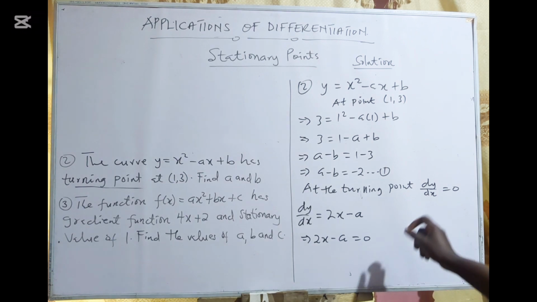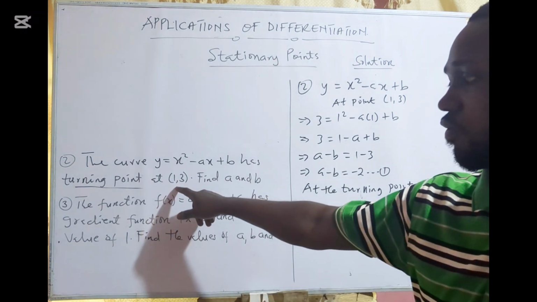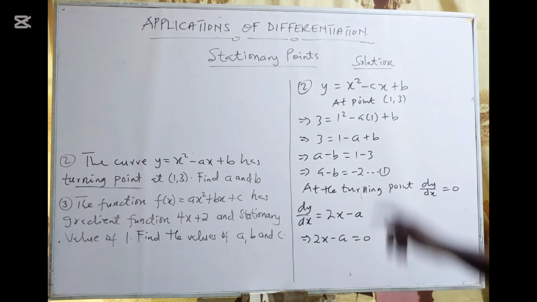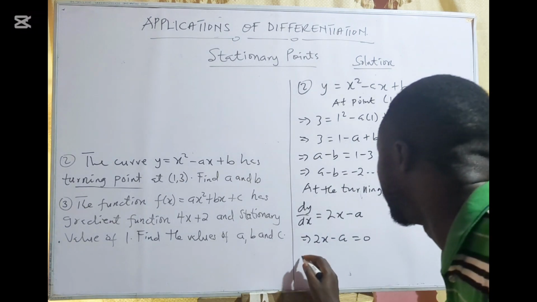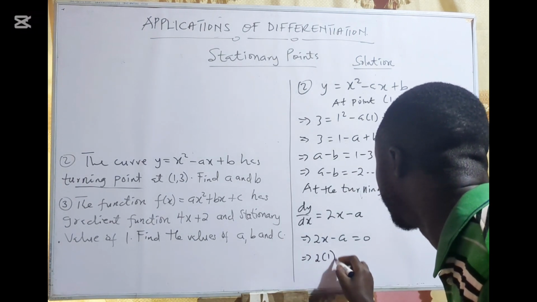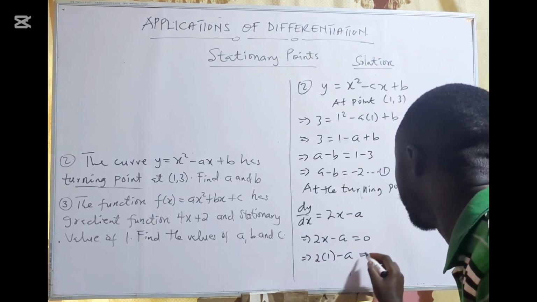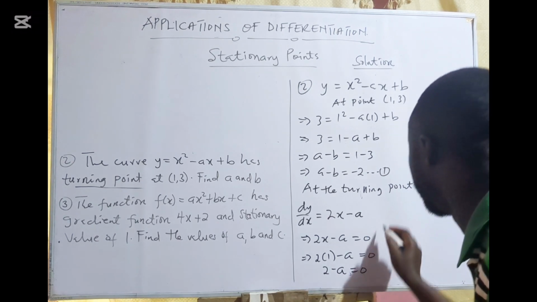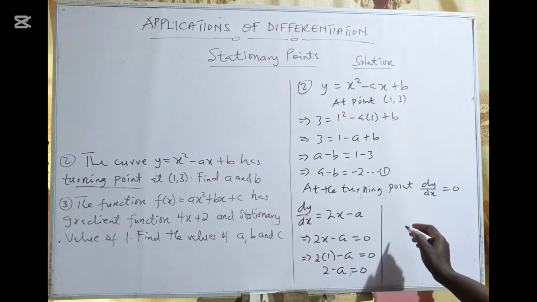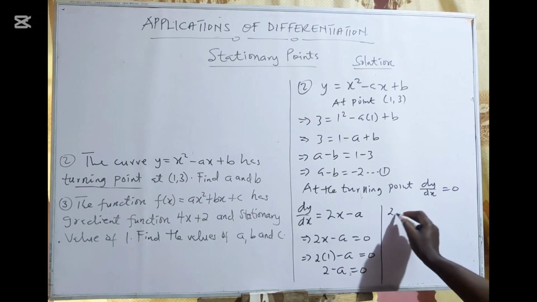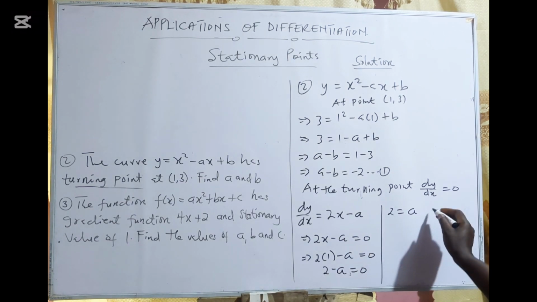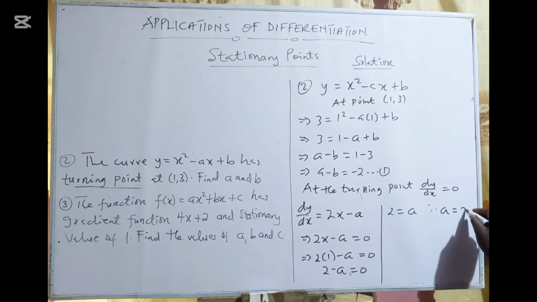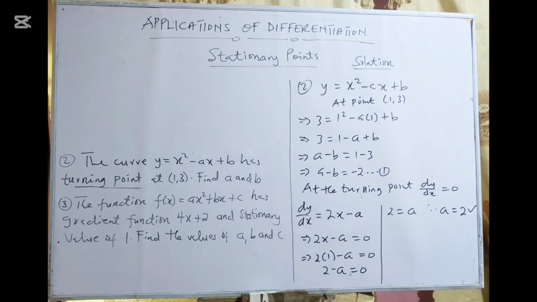But at the turning point, what is the value of x? The value of x is 1. Okay, so x is 1. It implies I can say that 2 times 1 minus a is equal to 0. And I have 2 - a equal to 0. Then I have 2 equal to a. So therefore my a is 2.